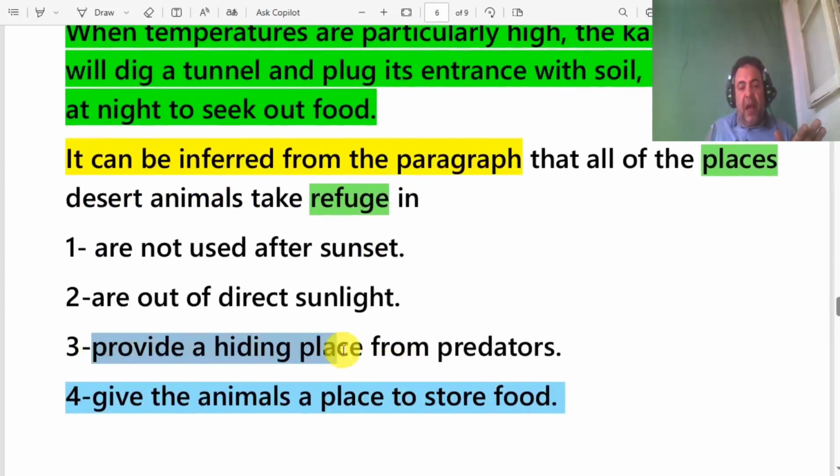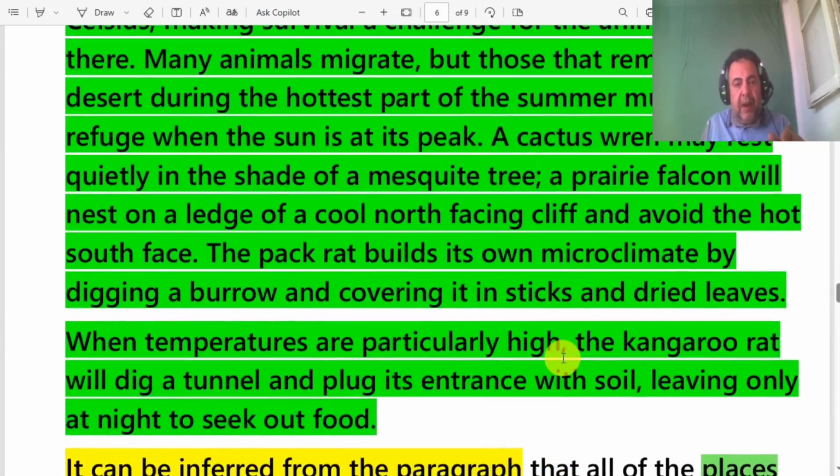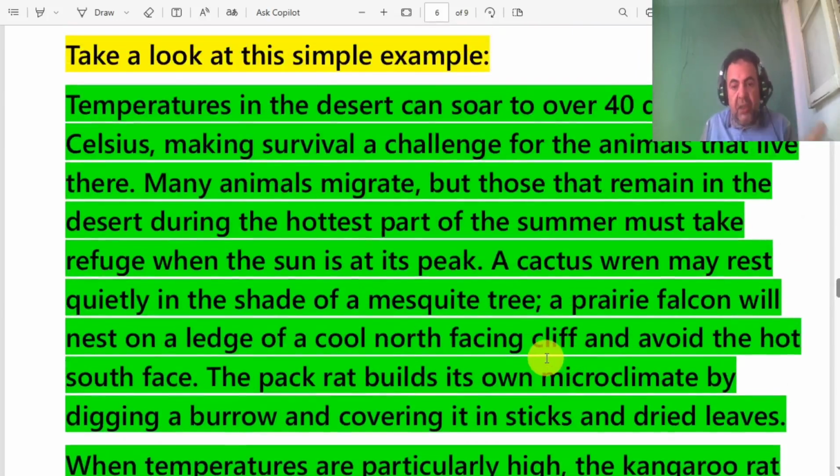Already, providing a hiding place from predators is an example of one of the traps mentioned previously: it mentions some words from the paragraph, or maybe talks about information not mentioned in the paragraph. He didn't talk about a hiding place from predators. Okay, it is already true that they use these refuge places to hide themselves from predators, but it is not mentioned in the passage. If you search the passage or the paragraph, you will not find this information. Here it is not mentioned at all.